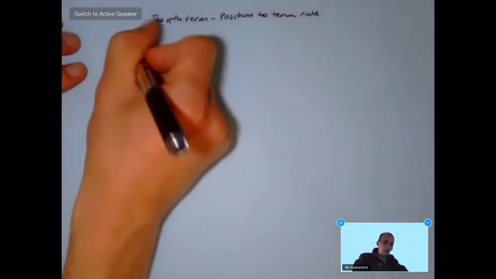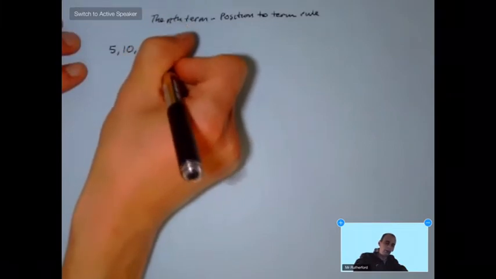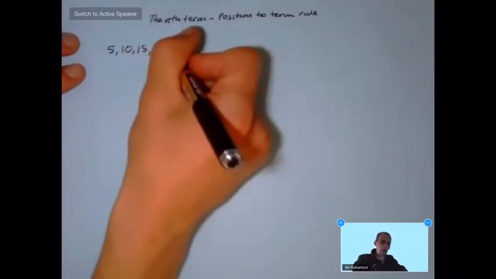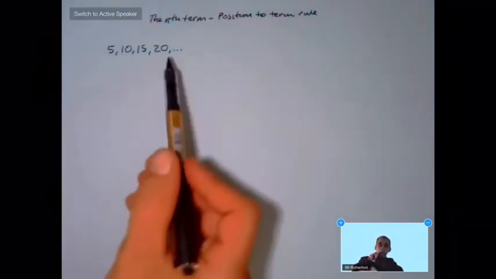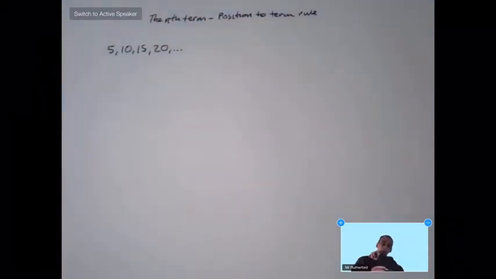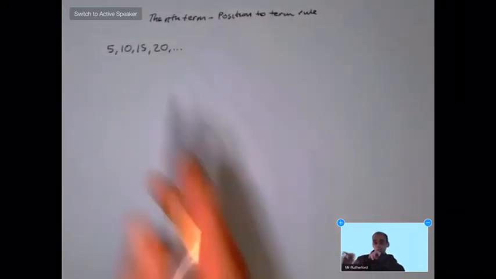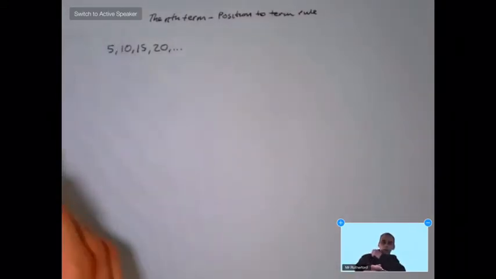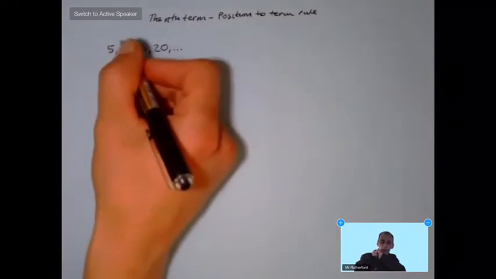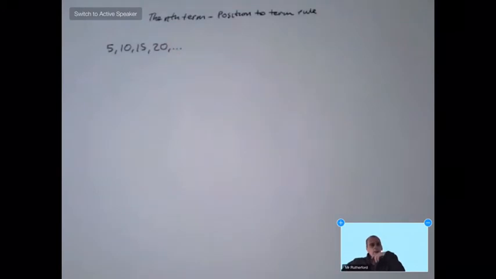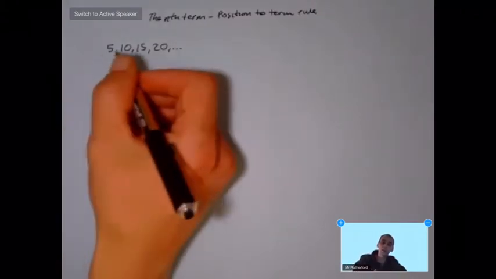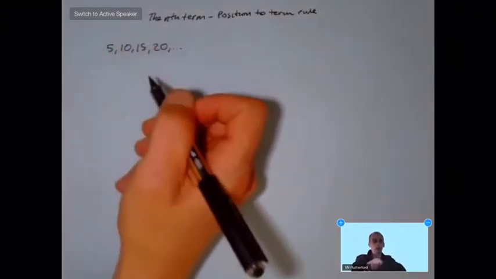5, 10, 15, 20, and so on. Now, last lesson, you would have been asked to predict the next terms and say why. So you'd have probably said it goes 25, 30, and so on, 35, because the term-to-term rule is add 5 each time. Now, a lot of people then say, oh, the nth term rule is going to be n plus 5.